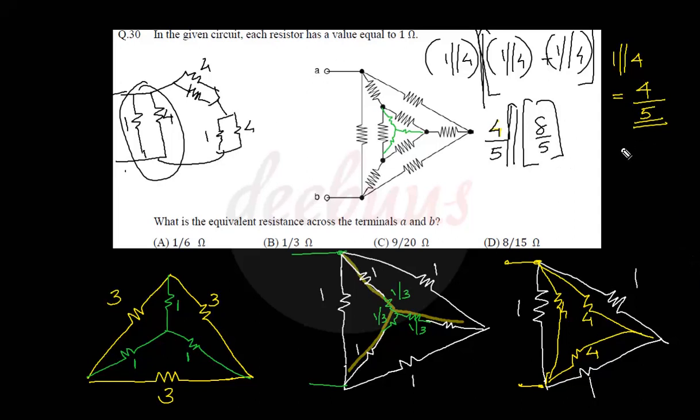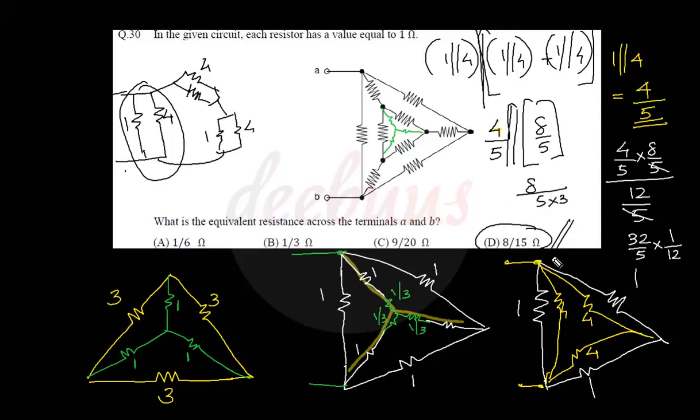4 by 5 parallel 8 by 5, that is 4 by 5 into 8 by 5 divided by 4 by 5 plus 8 by 5, which is 12 by 5. So the answer is 32 by 5 into 1 by 12, so that is 8 by 15 ohm. Cancelling 4 from both numerator and denominator, 8 by 5 into 3, so 8 by 15 ohm is the final answer.